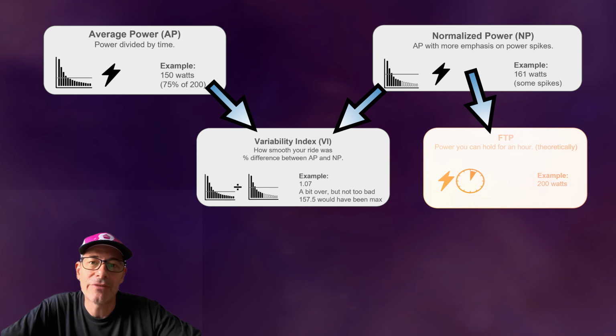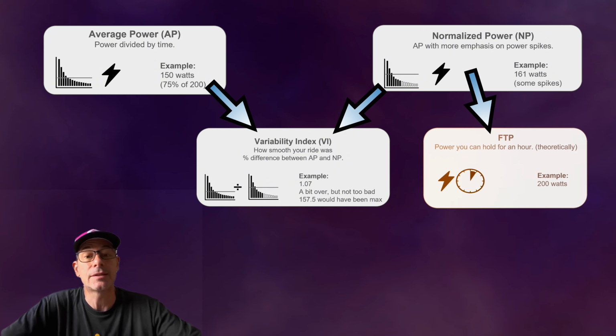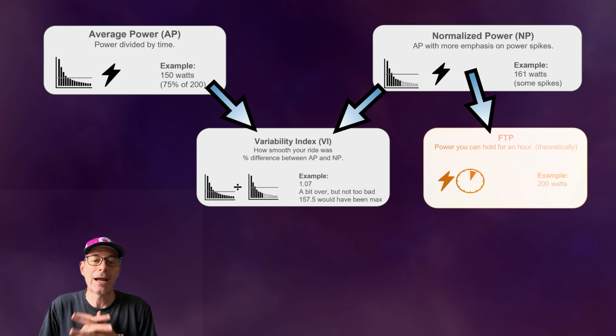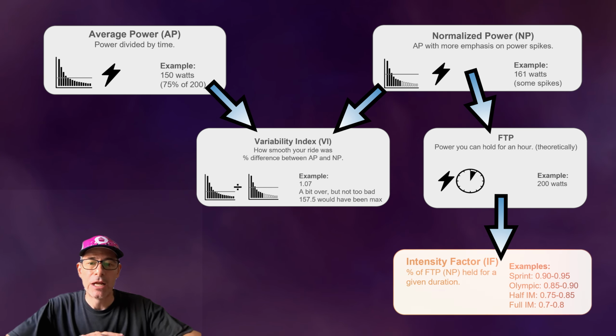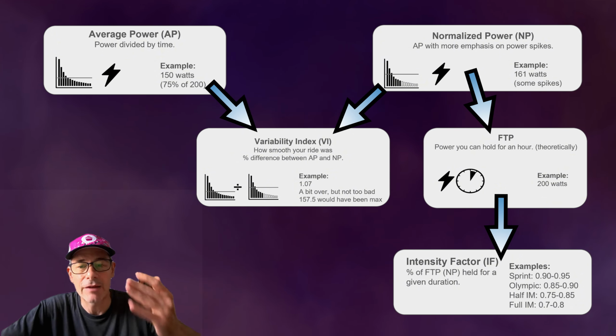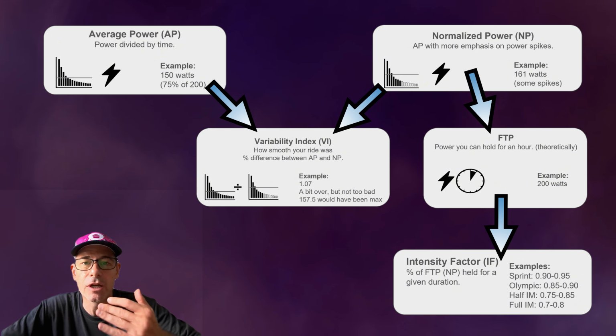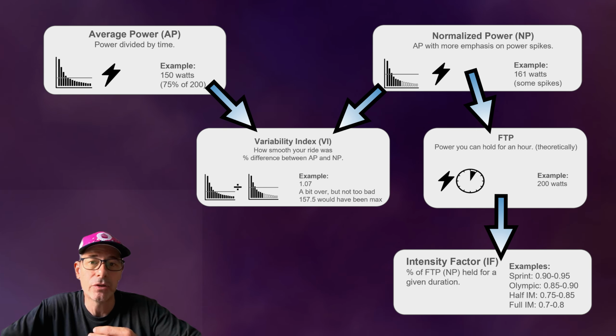Functional threshold power, FTP. You probably know your FTP, but it's the theoretical maximum power you can put out for an hour. And finally, intensity factor, IF. This is the ratio of your average power to your FTP. A higher IF means higher effort. It's basically the percentage of your FTP, and this is the number your coach, or maybe yourself, gives you to target during a race.